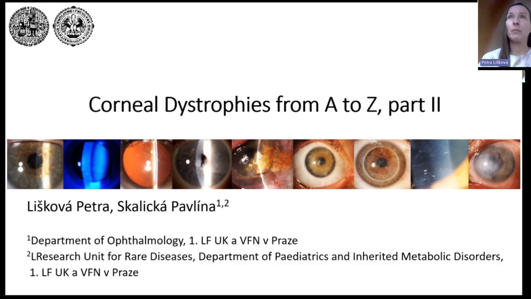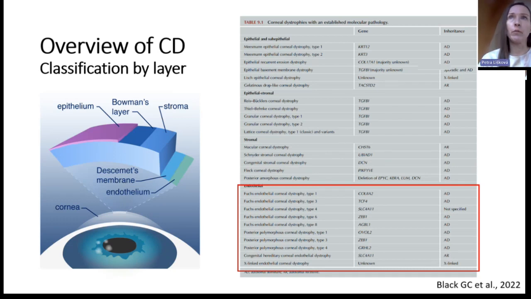Welcome to the second part of our webinar on corneal dystrophies. Today we will focus on endothelial corneal dystrophies, which are my favorite group of disorders.